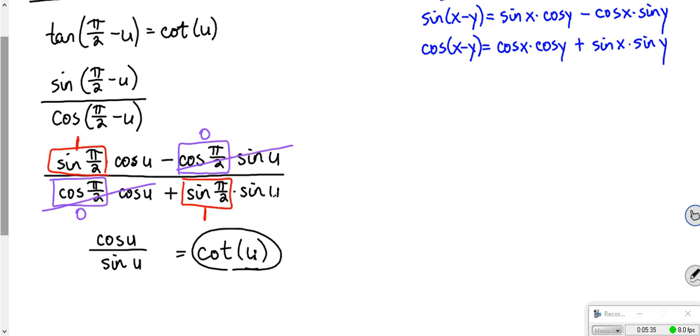And again, that is the same thing that we were trying to verify. Okay, so that is number 8. All right, let's move on. Now, my number 9 looks like this.